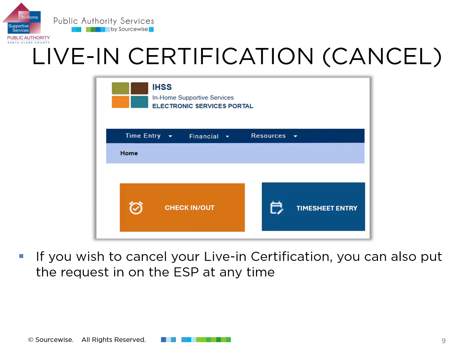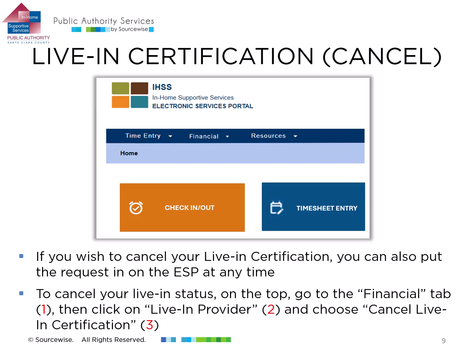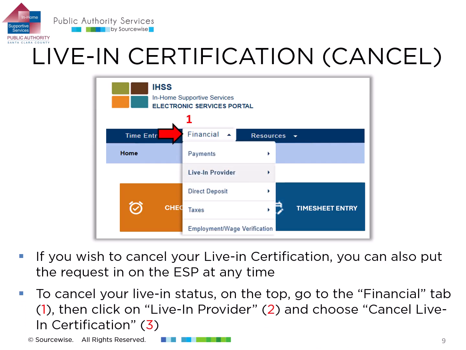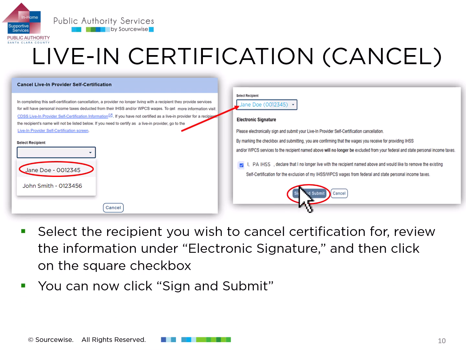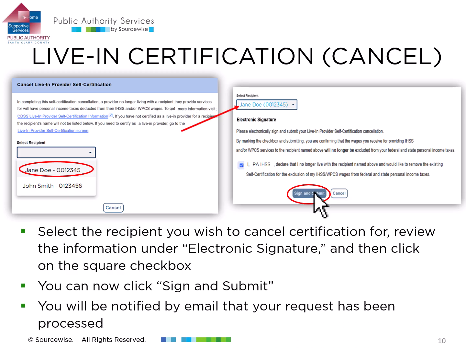If your live-in status changes and you need to cancel that certification, you can do so through the ESP at any time. To do so, go to the Financial tab, click Live-in Provider, and then choose Cancel Live-in Certification. Select the recipient that you need to cancel the certification for. Review the statement under Electronic Signature and click the checkbox to confirm you are removing your self-certification for that recipient. Click the Sign and Submit button. You will receive an email when your request has been processed.